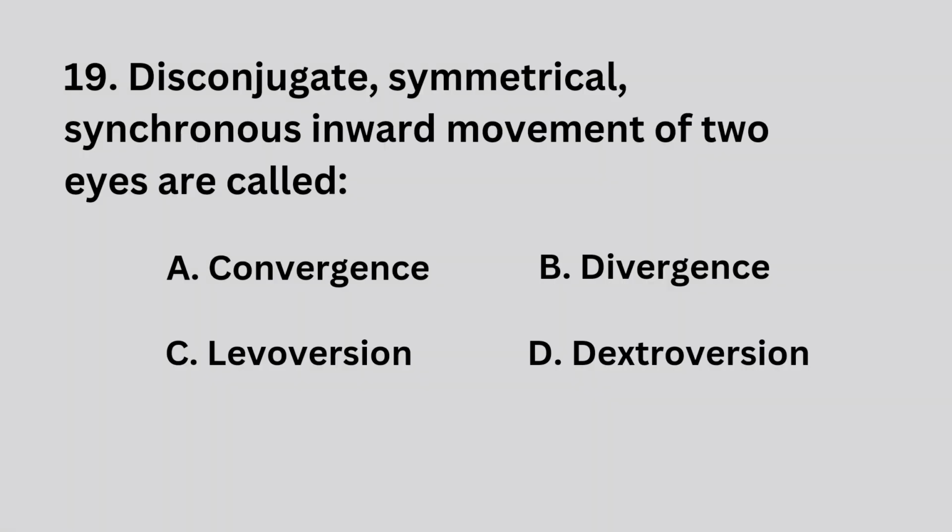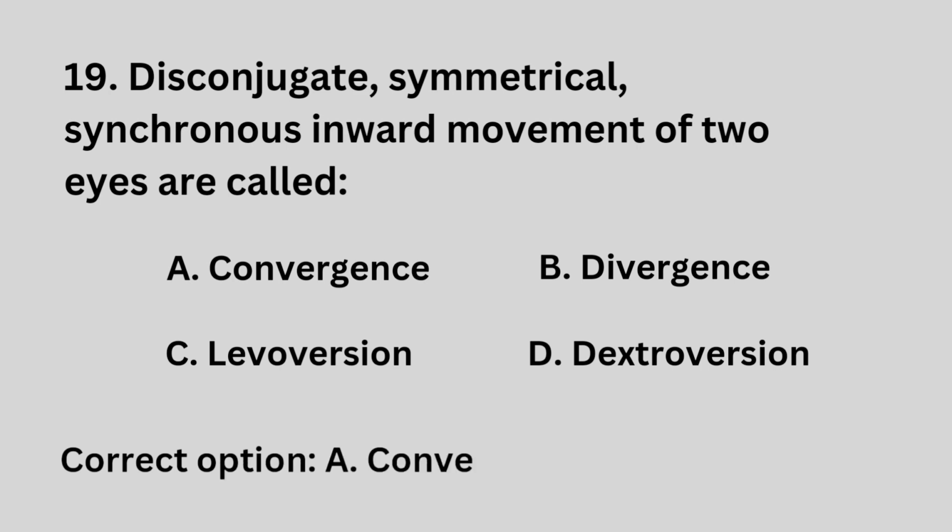Next question. Disconjugate, symmetrical, synchronous, inward movement of two eyes are called? Option A, convergence. Option B, divergence. Option C, levoversion. And option D, dextroversion. Correct answer is option A, convergence.